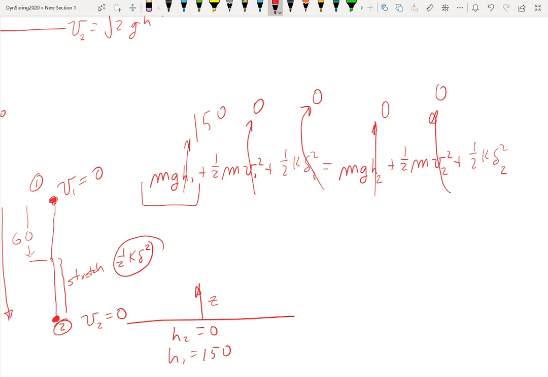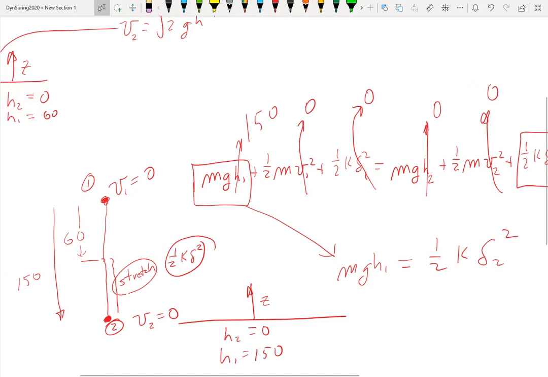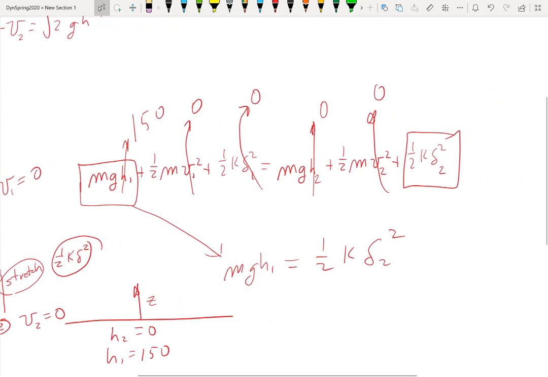So what do you get? All the potential energy gets transferred into the spring energy. mgh1 is equal to 1/2 k delta2 squared. You can figure out the stretch because it's just 150 minus 60. You move everything around and you can find k. 2mgh1 over delta squared. That's it.